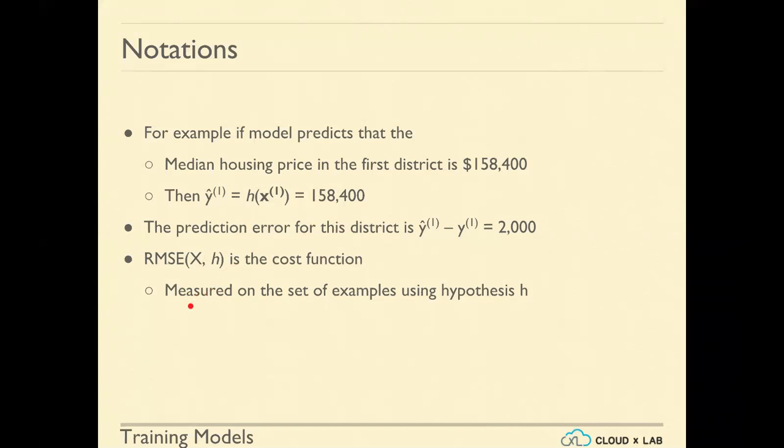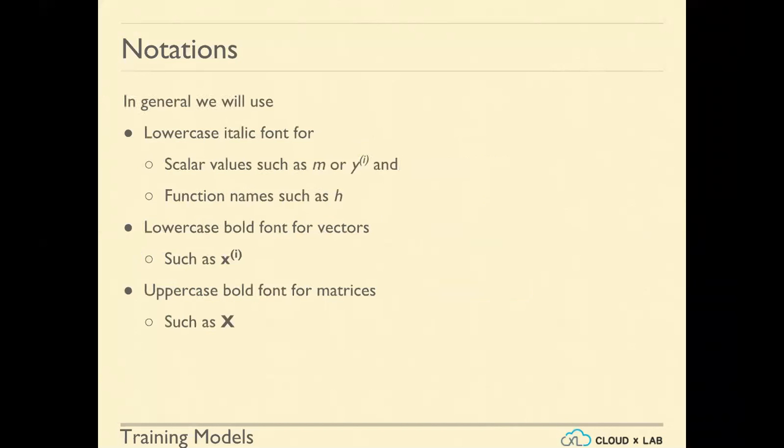So RMSE is the cost function measured on the set of examples using the hypothesis. Root mean square error is what it means. In general, we use the lowercase italic font for scalar values such as m or yi. Scalar value as in individual value. An individual value will be represented by y.